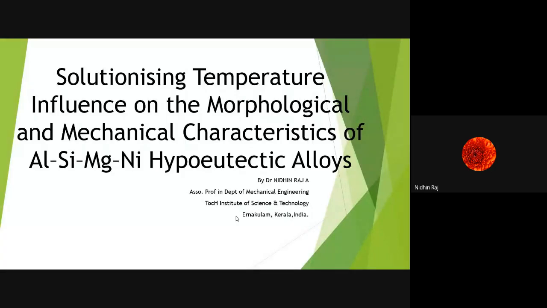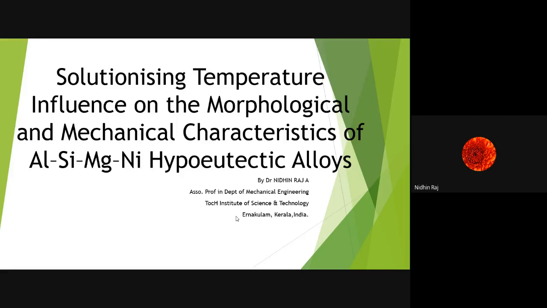Today, I would like to talk about the solutionizing temperature influence on the morphological and general mechanical characteristics of aluminum, silicon, magnesium, nickel, that is particularly A356 alloys. This was a work carried out under my guide, Dr. Sellamuthu, and I had the opportunity to work with such a legend who has published over 500 papers in this area.